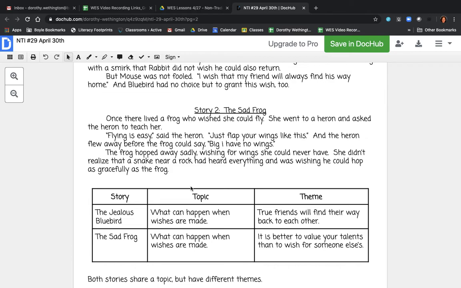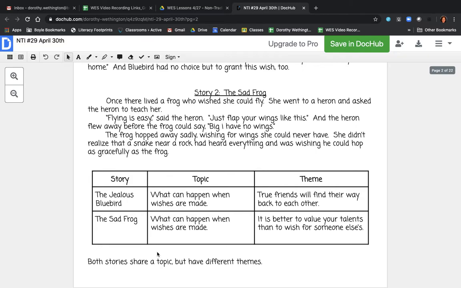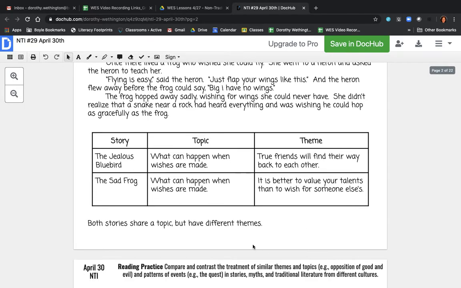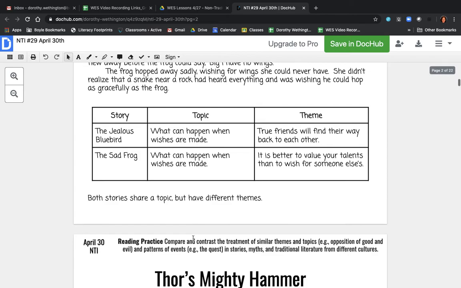So the story of the jealous bluebird, the topic was what can happen when wishes are made. The theme was true friends will find their way back to each other. In The Sad Frog, the topic is what can happen when wishes are made, but the theme is it is better to value your talents than to wish for someone else's. Both stories share a topic, but have different themes.